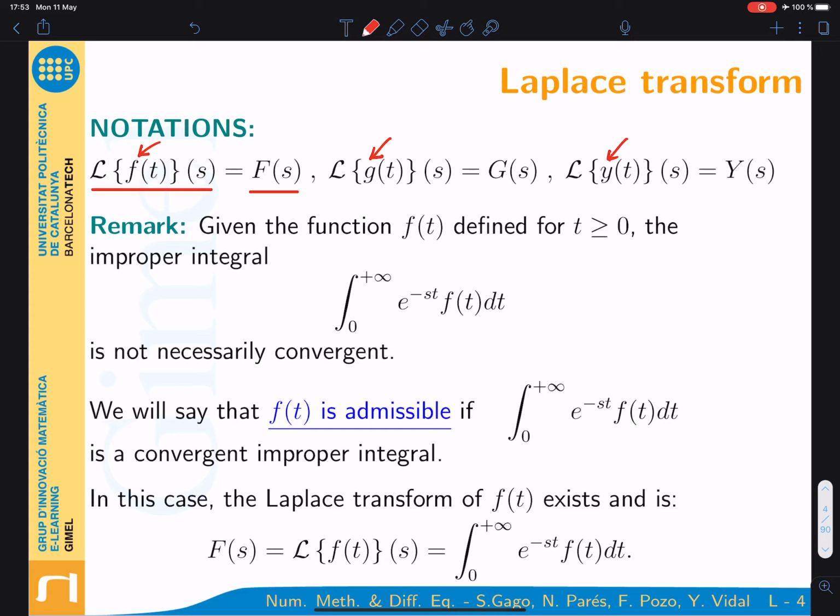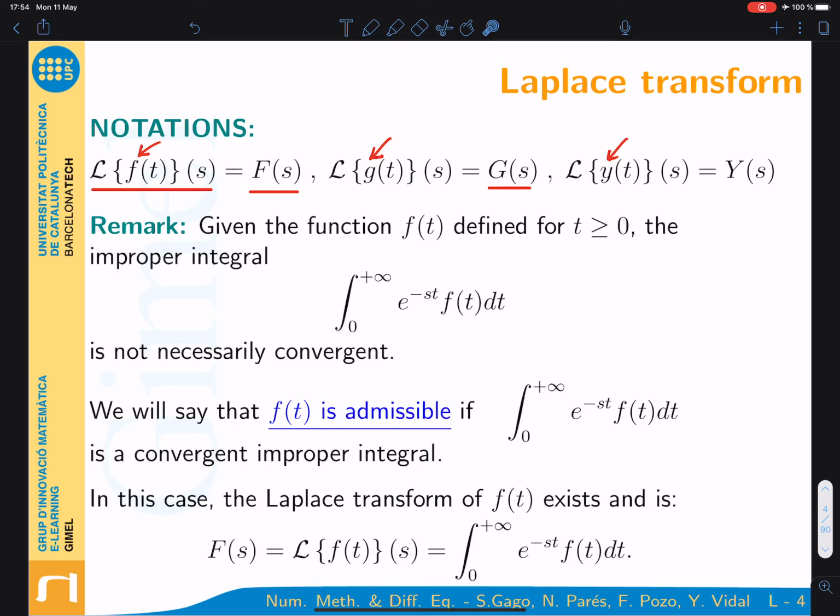And the convention we have here is that the capitalized letter of the function is used for the Laplace transform. So if the function is called g of t, its Laplace transform is called capital G of s. And if the function is called y of t, then its Laplace transform is called capital Y of s. This is the convention we will use in this course. In many cases, we will try not to write the longer version, but this very short version.